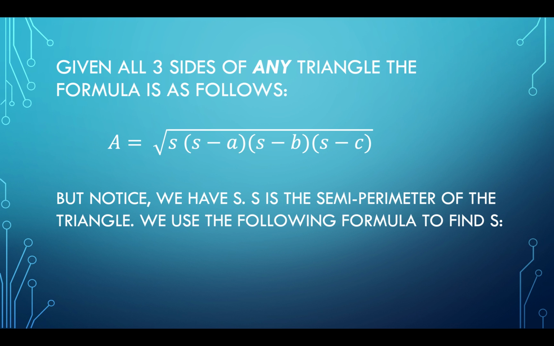But notice, what's so funky about this formula? We have an s in here. There was no s anywhere in the triangle because we had three sides. So s is known as the semi-perimeter of the triangle. To get the semi-perimeter, there's a separate formula that we have to use. So to find s, we're going to use the following formula. S is equal to 1/2 times a plus b plus c. Once again, the semi-perimeter, we're going to use all of the sides. So we're going to add up all the sides and multiply them times 1/2.